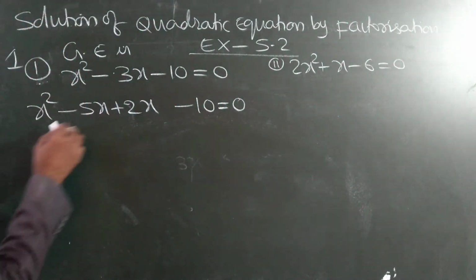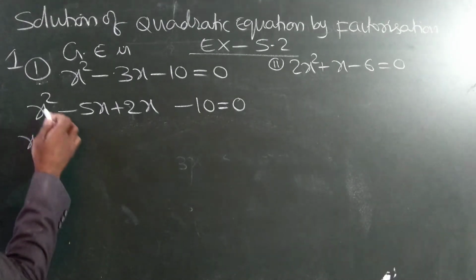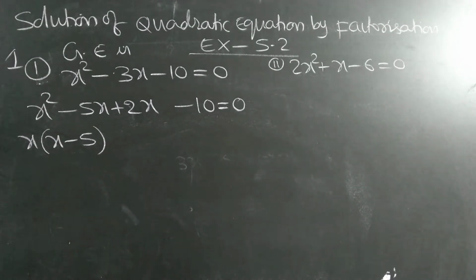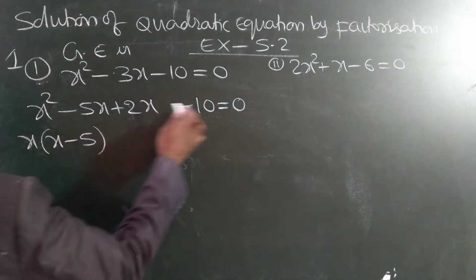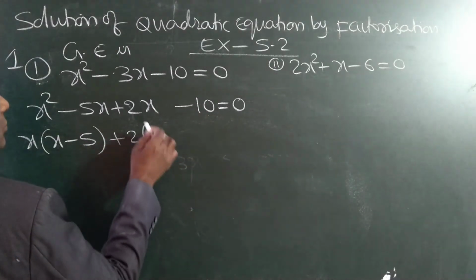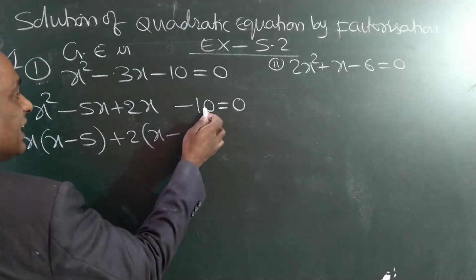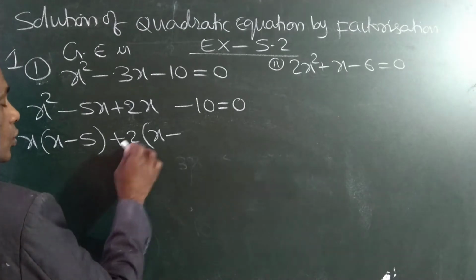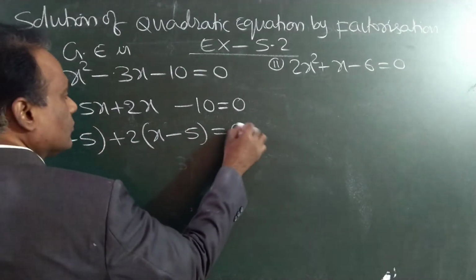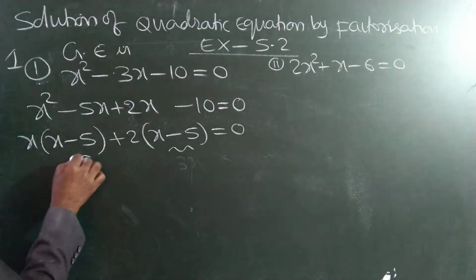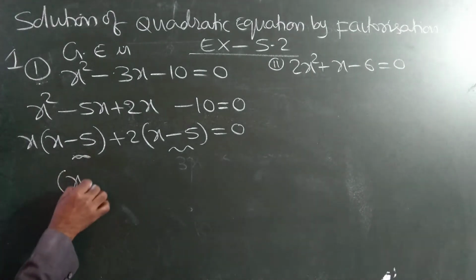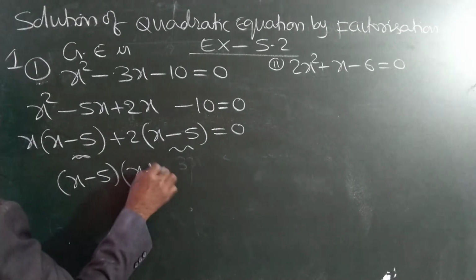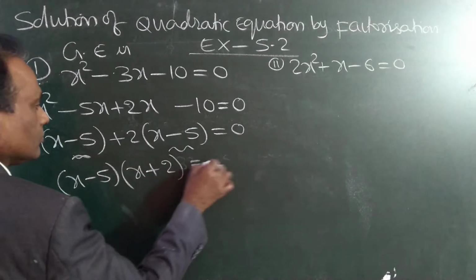Now, first take x common, another x remains. Next, take 2 common: x minus 10 is 2 into 5, so 2 common means 5 remains. Then x minus 5 is common. So here x remains plus 2 remains.